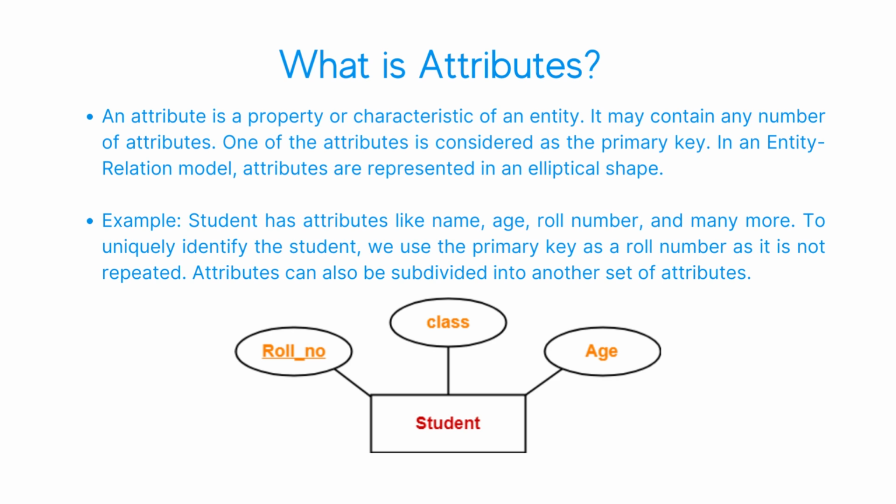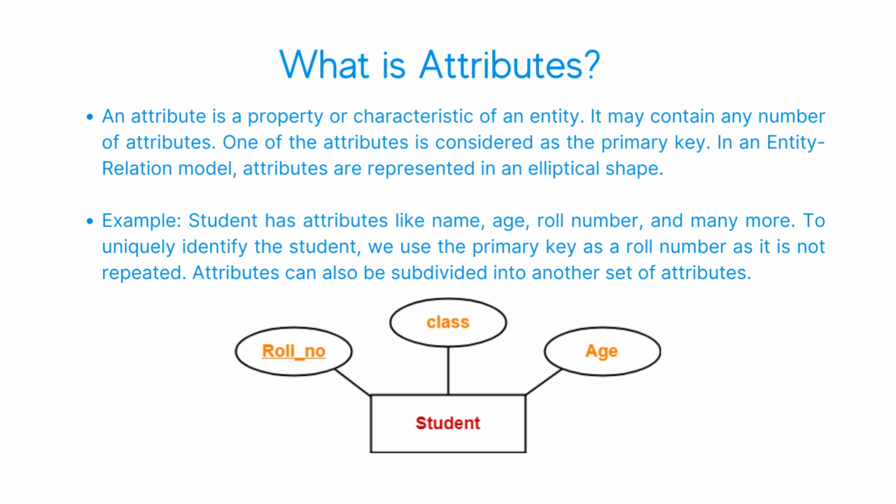So in the next slide, what are attributes? An attribute is a property or characteristic of an entity. An entity may contain any number of attributes. One of the attributes is considered as the primary key. In the entity relationship model, attributes are represented in an elliptical shape.